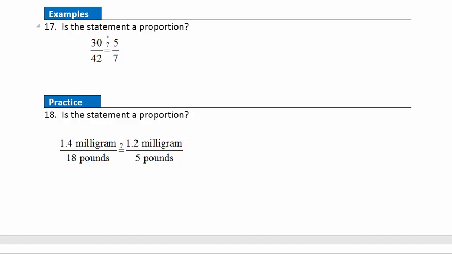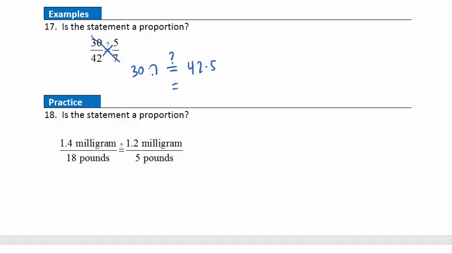If this is going to be a proportion, then this diagonal, 30 times 7, is going to have to be equal to 42 times 5. So we'll put a question mark over the equal sign there because we don't know if those are equal yet. And let's figure these things out.